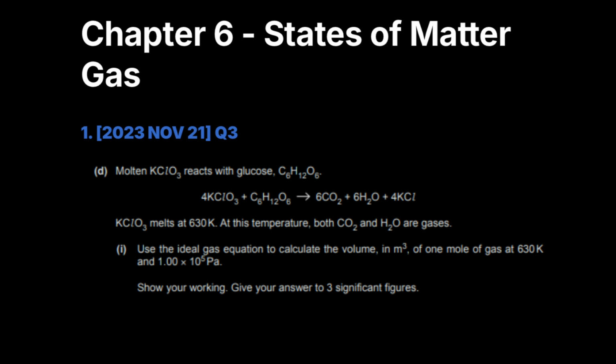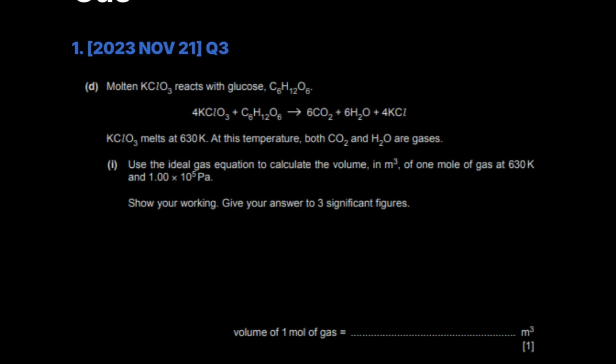So question number 1 says molten KClO3 reacts with glucose, and he's saying KClO3 melts at 630 Kelvin. At this temperature, both carbon dioxide and H2O are gases, right? So he's saying carbon dioxide is also a gas and H2O is also a gas.